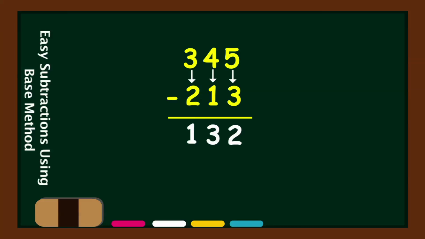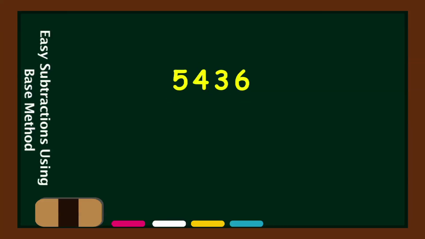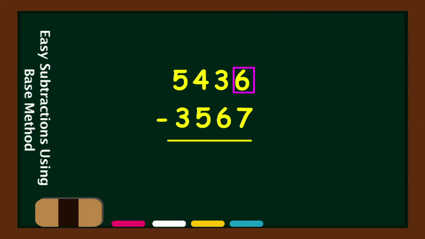Now take another example. 5436 minus 3567. First we do this by the normal borrowing method. Here 6 is smaller than 7. So we borrow 1 from 3. It will become 16. Then 16 minus 7 is 9. Now we write 9 here. Here we cut 1 from 3. It will become 2. Again this 2 is smaller than 6.